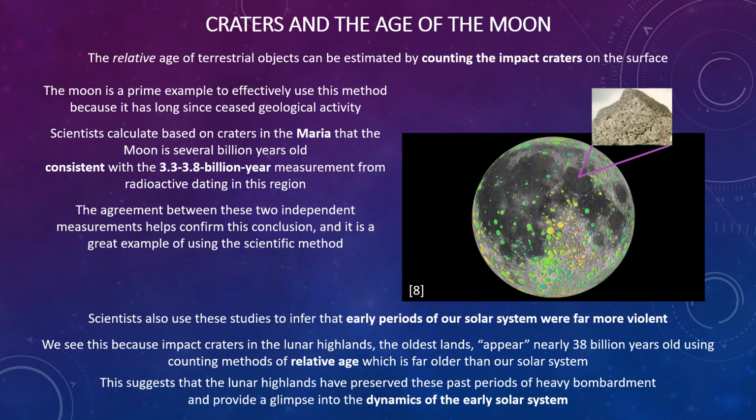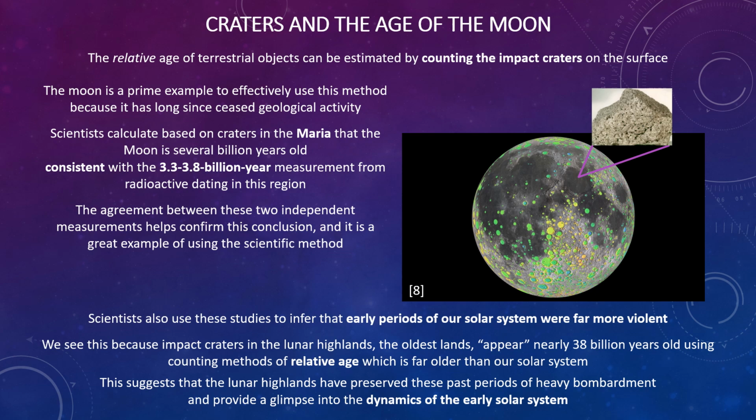We can actually use craters to help determine the age of the moon. We can estimate the relative age of terrestrial objects by counting the number of impact craters on their surface. Objects that formed a long time ago will have had more time to be impacted and thus have more craters on their surface, whereas objects that formed more recently will have fewer craters.